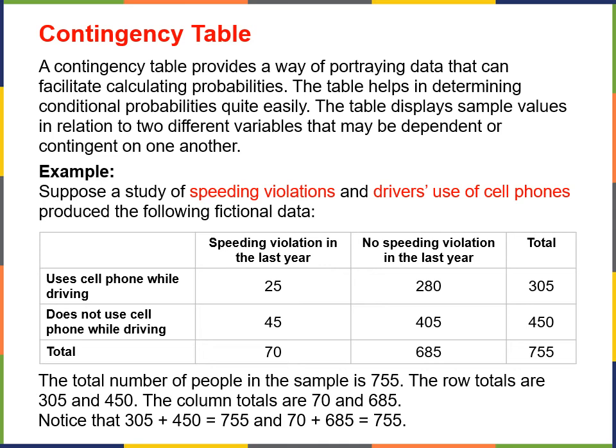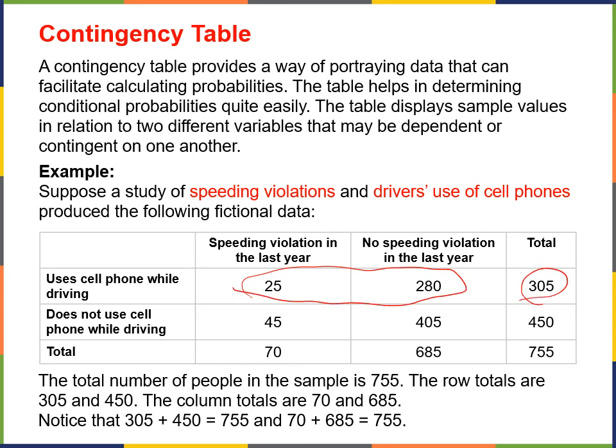And so, a table just organizes everything so that you can count up how many values are in your sample space and how many ways that your event could occur much easier. So here's an example. It's a study of speeding violations and drivers who use cell phones. And so they broke their data down into different groups. So everyone who uses a cell phone while driving is in this row right here, okay?